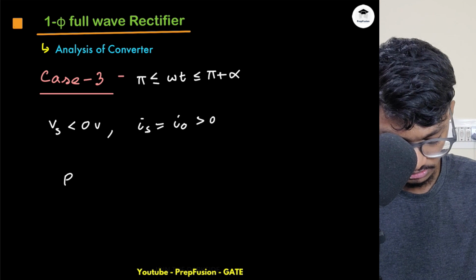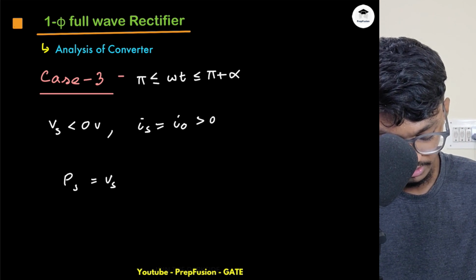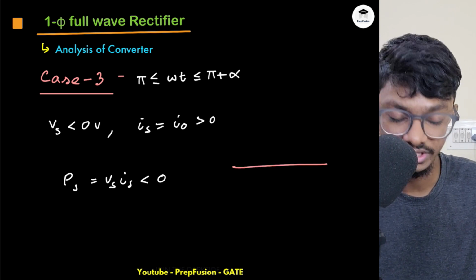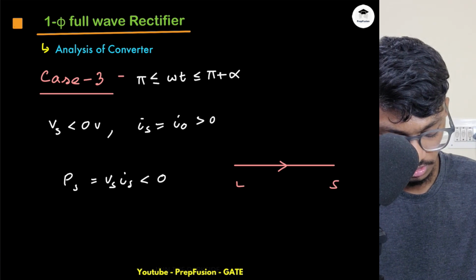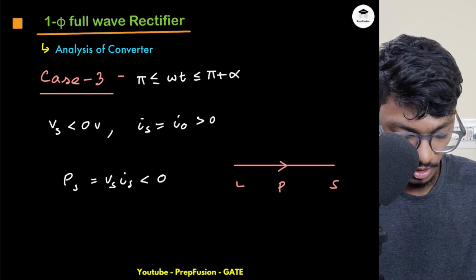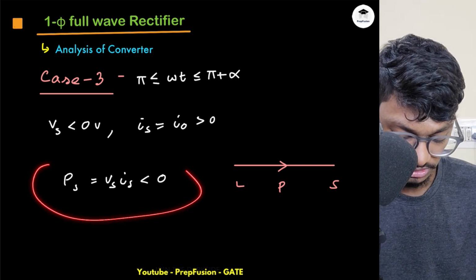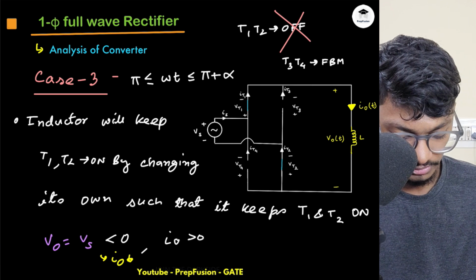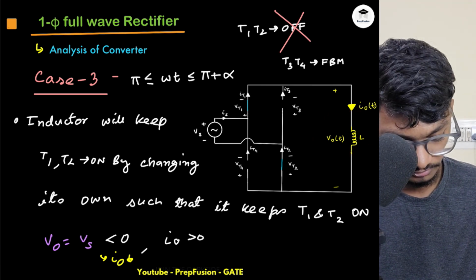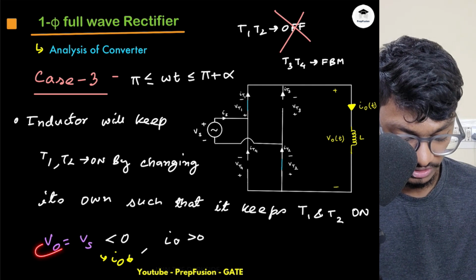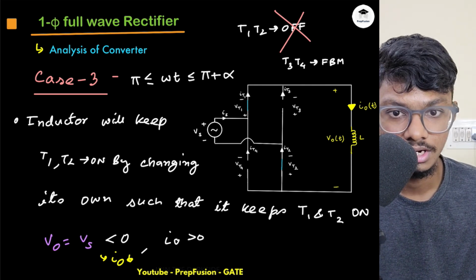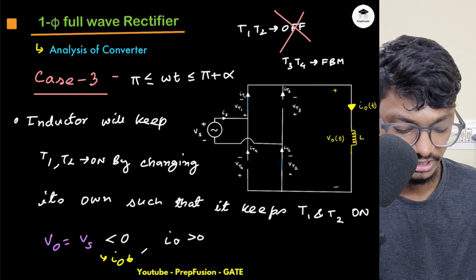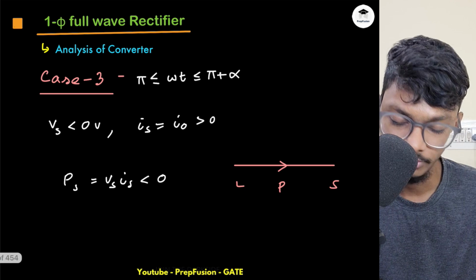So this is negative, this is positive. So what is my PS? PS is equal to Vs into Is, which is less than 0, negative. That means power is flowing from load to source. Why? Because the source power is negative, that means it is absorbing. And if you compare the load power, load power is also negative, because VO is negative, hence load power is negative. That means it is delivering. The negative power of load means delivering, the negative power of source means absorbing. Okay, so I hope you understood these points.